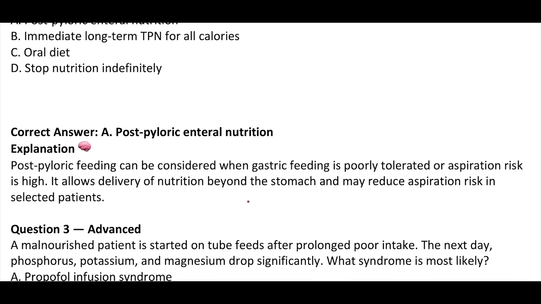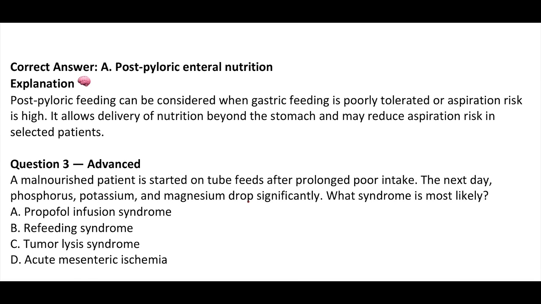Last question, and then everybody can go enjoy their day. A malnourished patient is started on tube feeds after prolonged poor intake. The next day, phosphorus, potassium, magnesium drop significantly. What syndrome is most likely? A, propofol infusion syndrome. B, refeeding syndrome. C, tumor lysis syndrome. Or D, acute mesenteric ischemia.